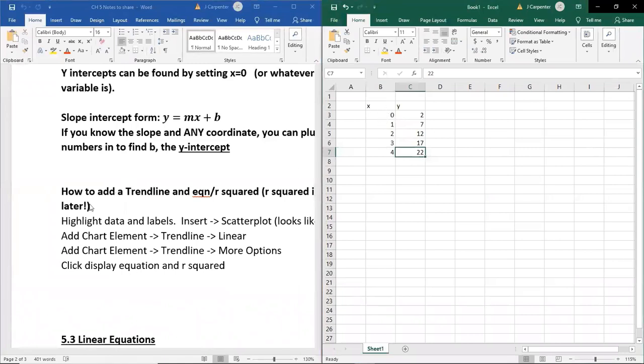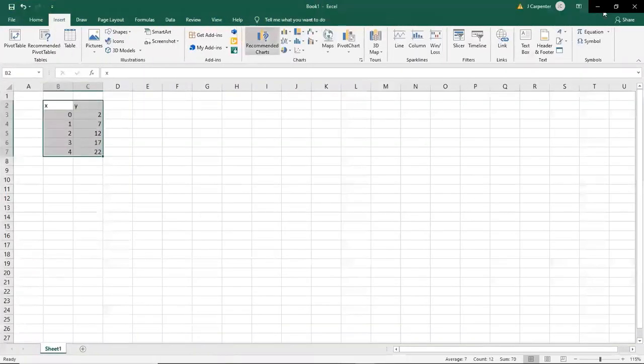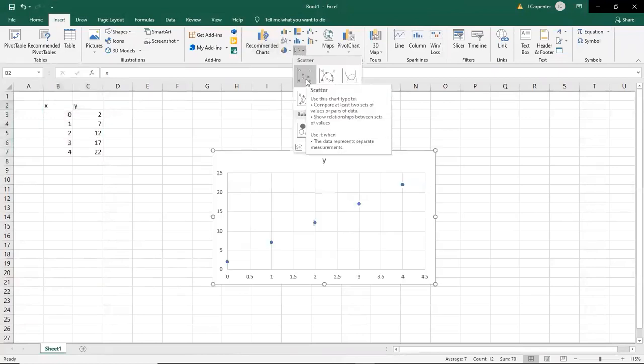All right, so highlight the data and the labels. So I just called them X and Y, apples and oranges, whatever. Insert scatter plot. And then let me just maximize this for a second so I can see it a little clearer. All right, which one's the scatter plot? It's the one that looks like dots. I pointed that out over there. So insert scatter plot. It's generally the top left one.